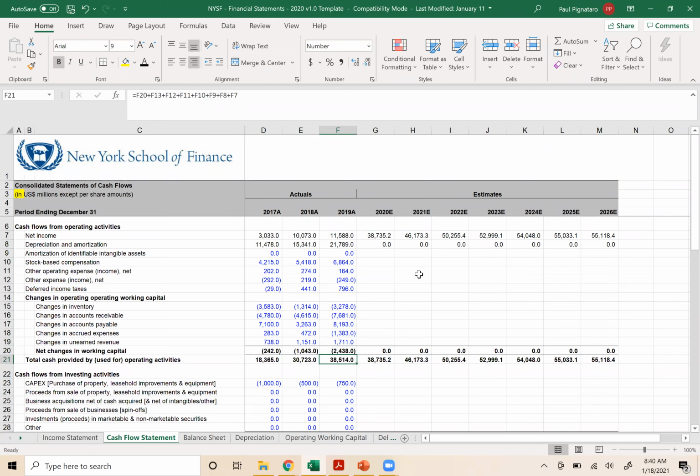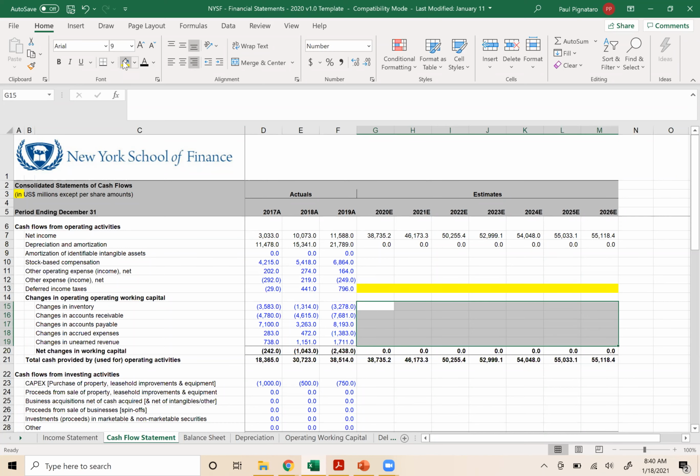So we're going to have to find a way to project these line items. These are going to be tricky to project because there's no real basis for them. Deferred income taxes is going to come from our depreciation schedule, so I'm going to highlight this yellow to illustrate that. And our working capital is going to come from our working capital schedule. So we're going to slowly link everything together.